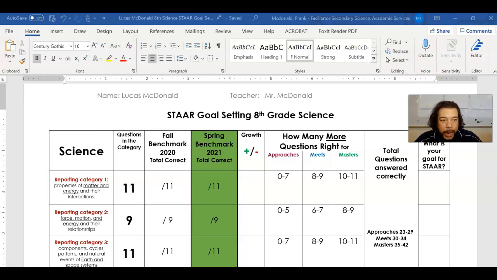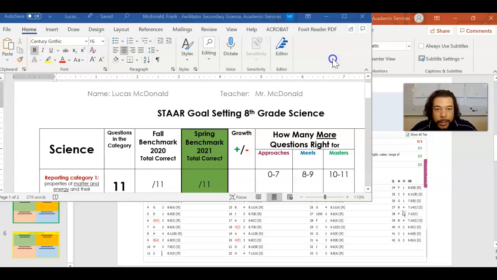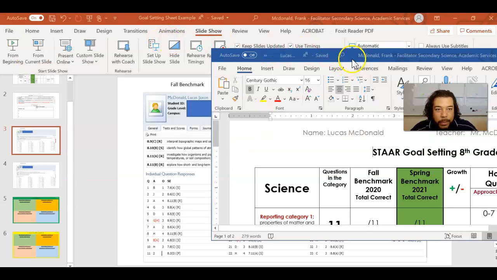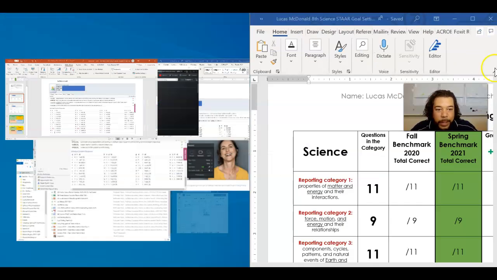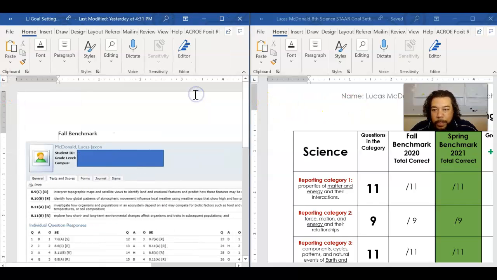Here you can see that I have the goal setting sheet open and we are ready to start filling this thing in. So here's what I'm going to do. I'm going to split my screen. Let's see, hopefully this works. I'm going to take this Word document here, slide it over here, and then find my second Word document. Actually, I'm going to pull this up.